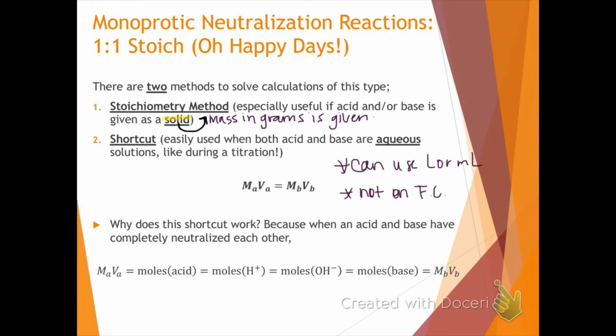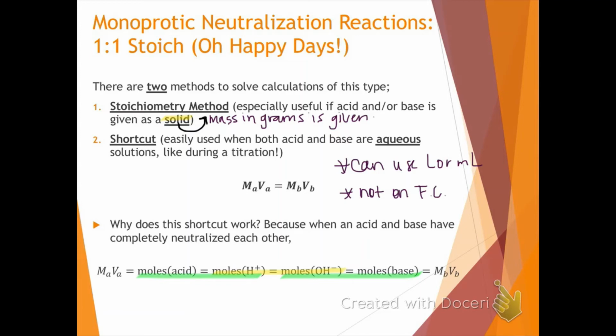When we are at our equivalence point, when our acid and base have completely neutralized each other, the moles of H plus is equal to the moles of OH minus. Well, whenever our acid and our base are monoprotic, or we have the 1-hydroxide for our base, the moles of H plus is also going to equal the moles of acid, and similarly for our base, the moles of OH minus is going to equal the moles of base.